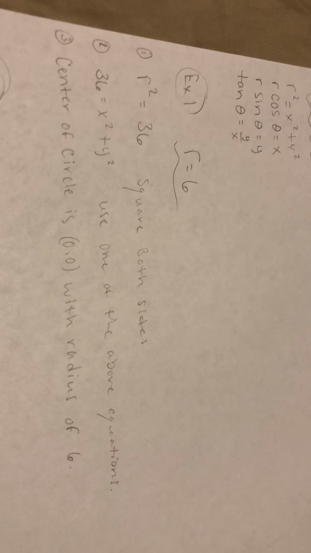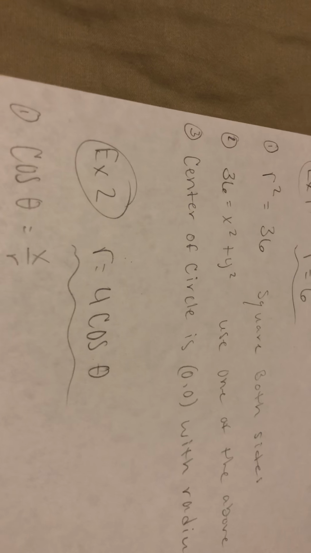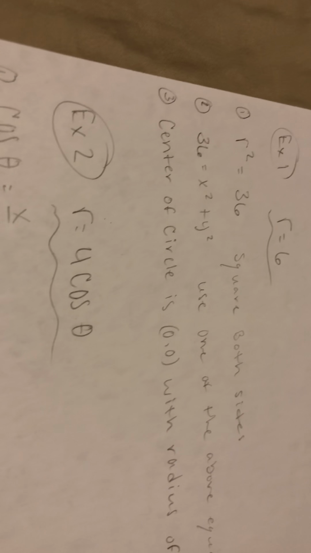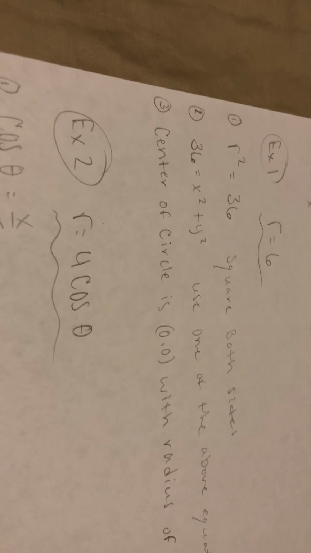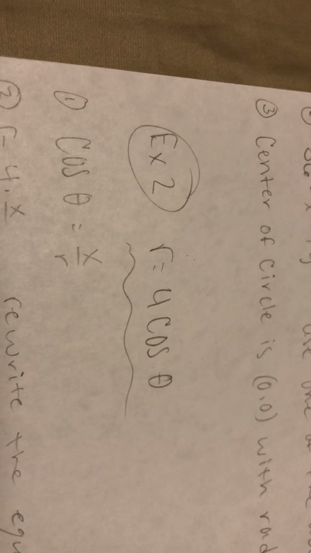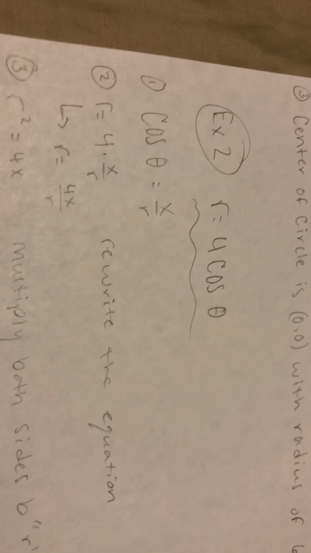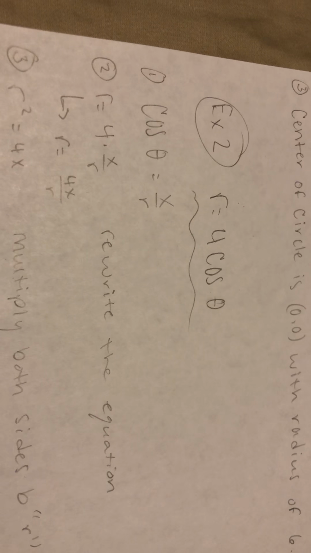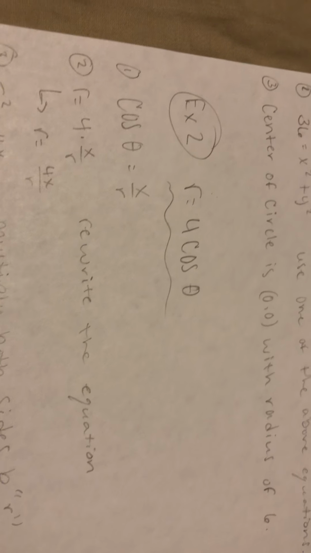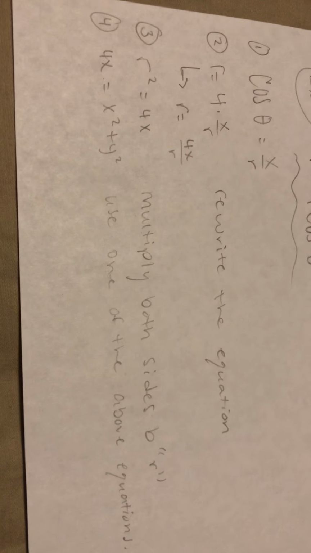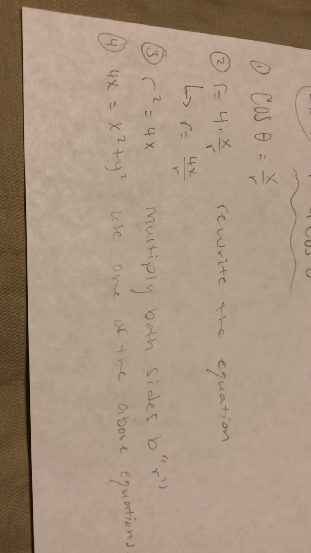Okay, so for our second example, we have the polar equation of r equals 4 times the cosine of theta. So with this, we know that the cosine of theta equals x over r. And when we substitute this into our original equation, it gives us r equals 4 times x over r, which we can then rewrite as r equals 4x over r. So then after this, we multiply both sides by r to give us r squared equals 4x.